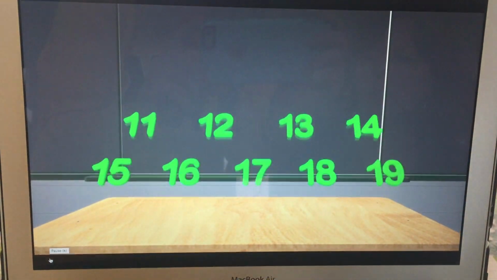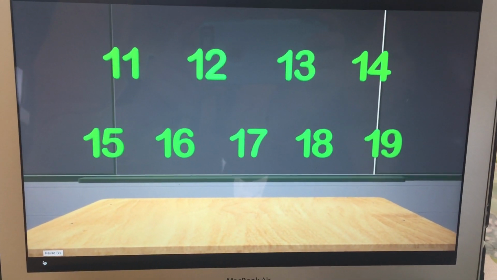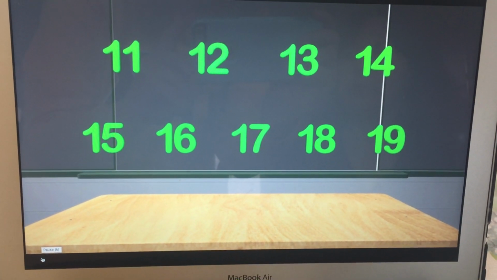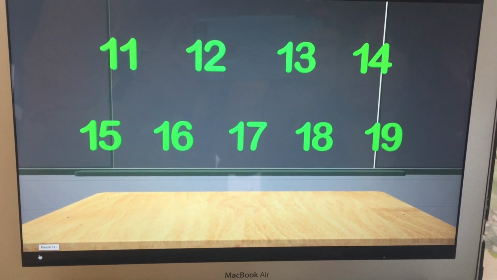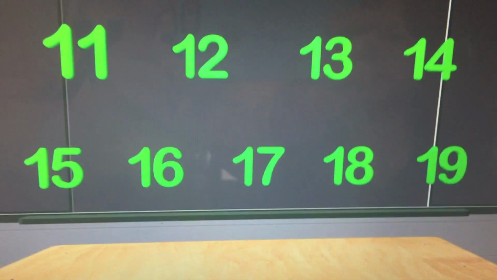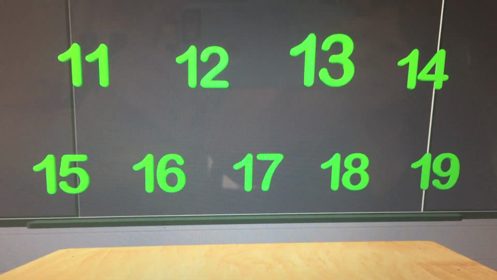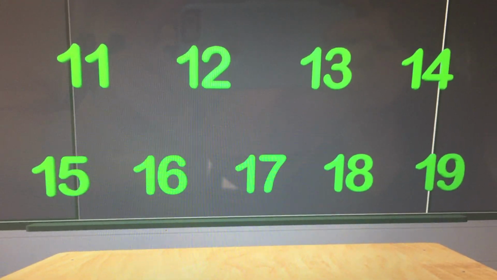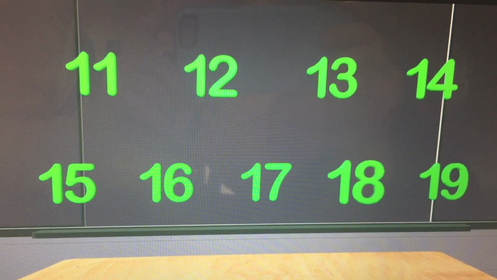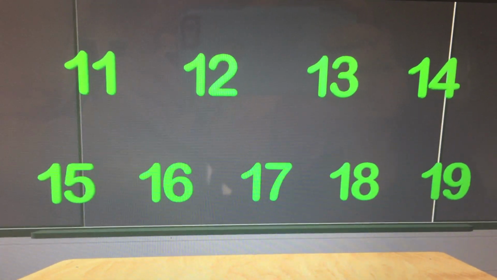Here on the desk we have some numbers. They start with 11 and end with 19. These are the numbers between 10 and 20. We call these teenage numbers. Can you read the numbers with me? 11, 12, 13, 14, 15, 16, 17, 18, 19.